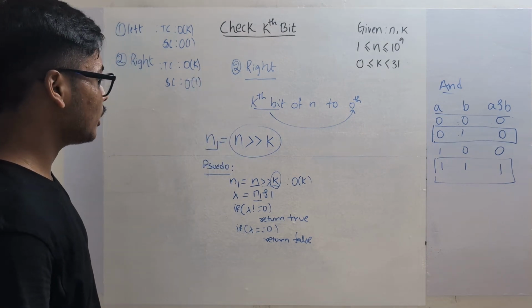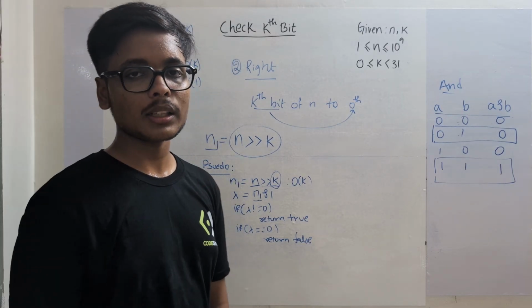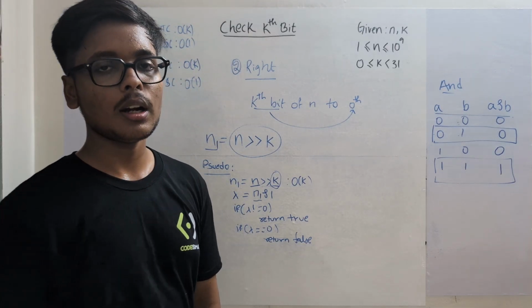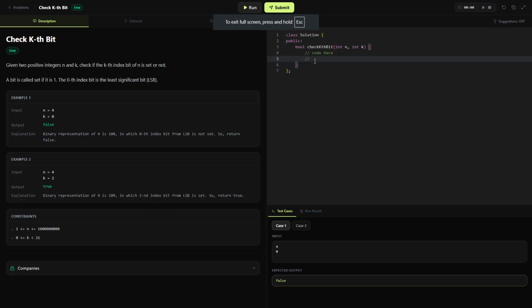Now let us code this up. I'll write the code in C++ and you can find all other language codes in the editorial. I'll give the editorial link in the description. Now let us write code for this question. First I'll do the left shift approach.